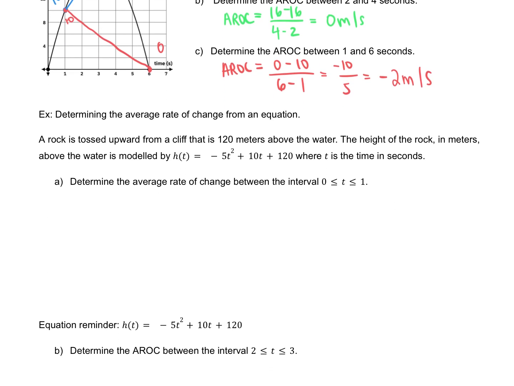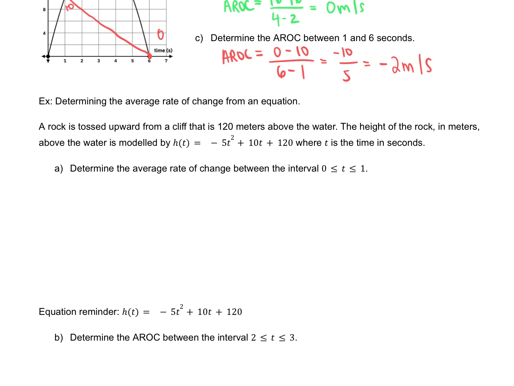What about when an equation comes into play? So a rock is tossed upwards from a cliff that is 120 meters above the water. The height of the rock in meters above the water is modeled by h at t equals negative 5t squared plus 10t plus 120, where t is the time in seconds. Determine the average rate of change between the interval 0 and 1. Okay, so I want to find out what h at 0 is and what h at 1 is. And I like to organize my work by doing those calculations on the side and then doing my rate of change. So at time 0, it's just the y-intercept, which is 120.